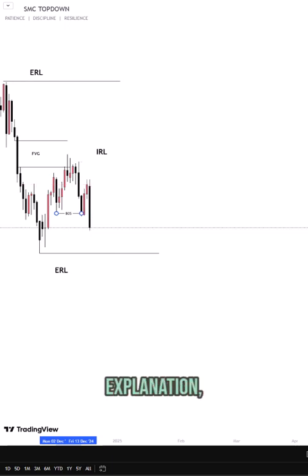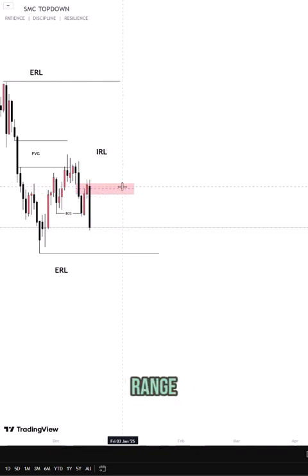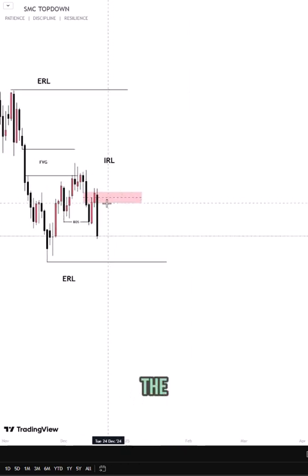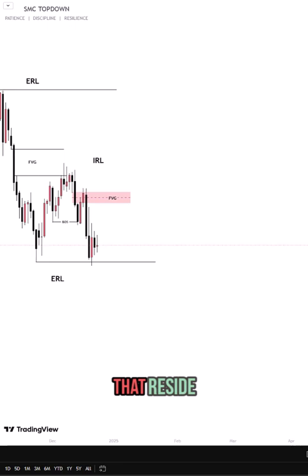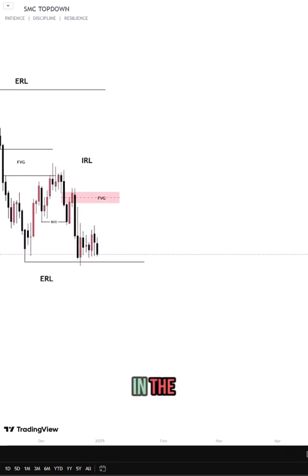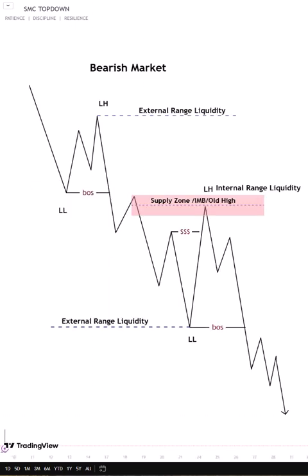After all this explanation, it is important for you to know that internal range liquidity refers to the liquidity that resides within the daily range, and external liquidity refers to the liquidity that resides externally to the daily range. So let's look at this hypothetical drawing here.